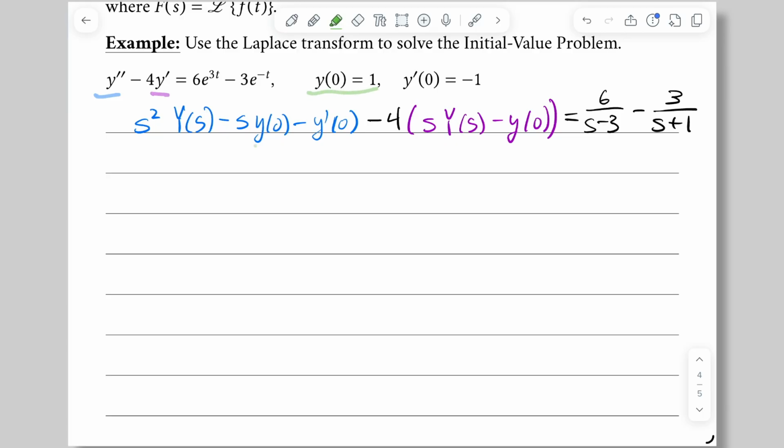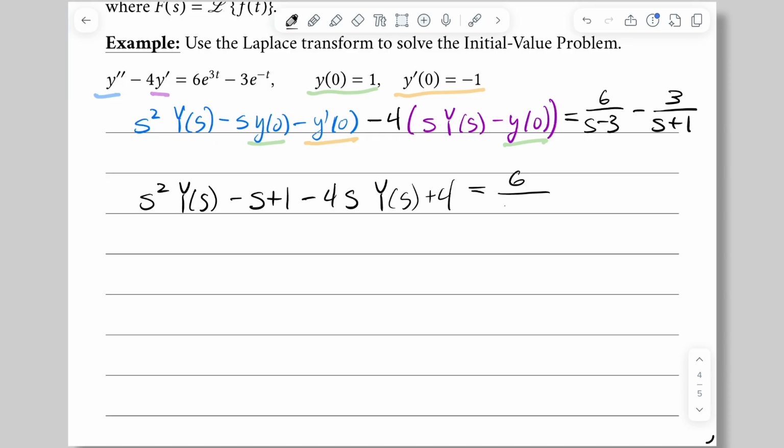Y of 0 is equal to 1, so we're going to substitute 1 wherever we see y of 0. And y prime of 0 is negative 1, so we'll likewise substitute for that. The result is s squared times Y of s minus s plus 1 minus 4s Y of s plus 4 is equal to 6 over s minus 3 minus 3 over s plus 1.